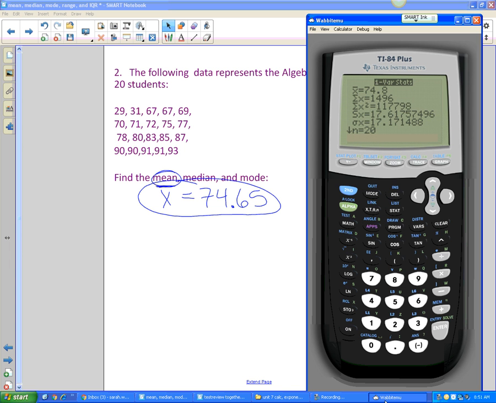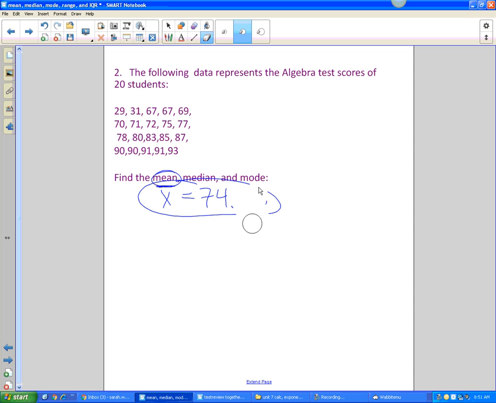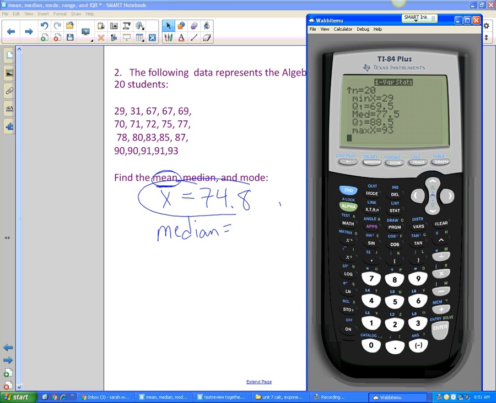For the median, you're going to have to scroll down. Scroll down. The median is MED. That's the median. Okay? All right. Let me write 74.8 since that's what I have up here. And then the median, like I said, you're going to have to scroll down. It's 77.5.